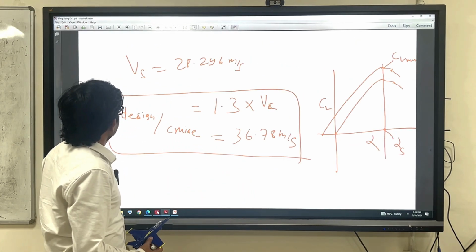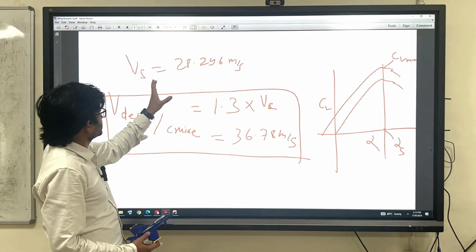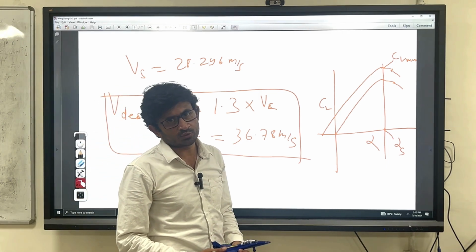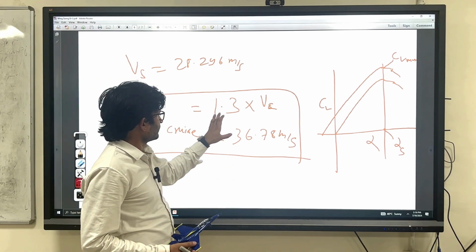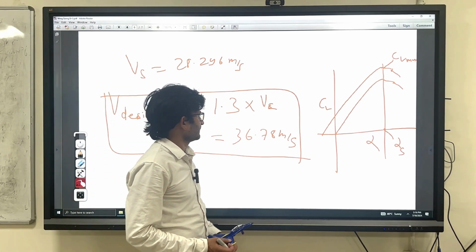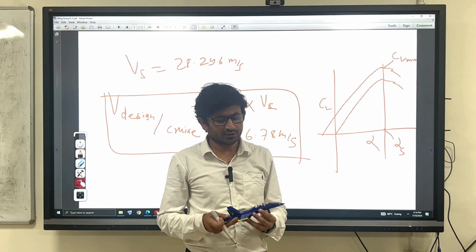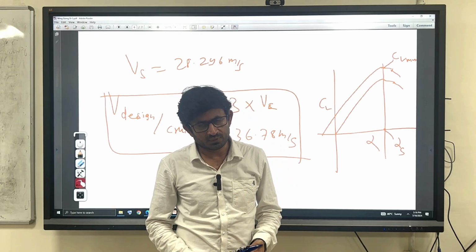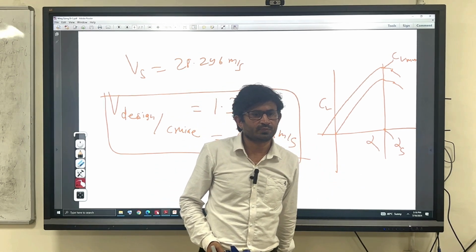Okay. Now you will have a stall velocity of 28 meter per second roughly, but it is not recommended to fly at stall speed. So I am taking a 30% margin. That means 1.3 into V stall, which is coming around 36.78 meter per second. Because if you take V stall, you will be flying at a CL max condition, and in this condition, if something like a gust comes, the aircraft can go to the stall region and you will fall. Since we don't want that case, we will fly a little higher compared to the stall velocity.